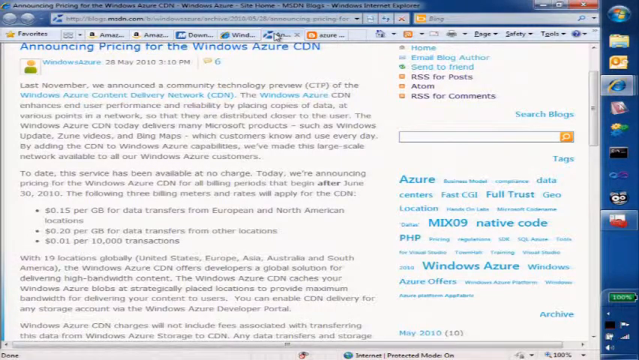Wow. That's a really good deal at that point. So CDN, awesome. I love it. You should love it too. But you've got to pay for it starting July 1st.